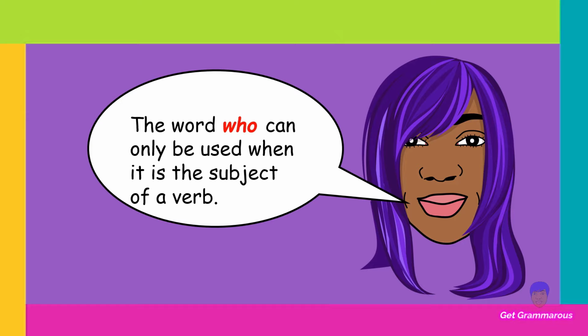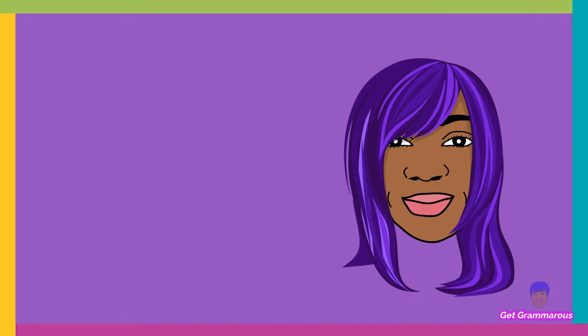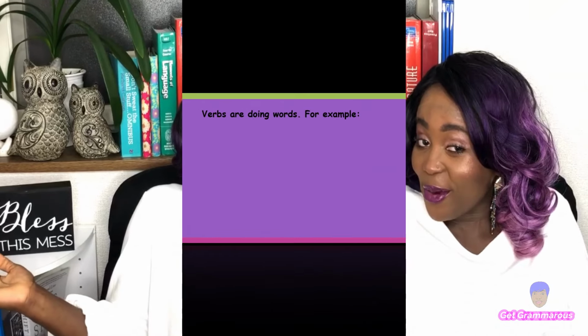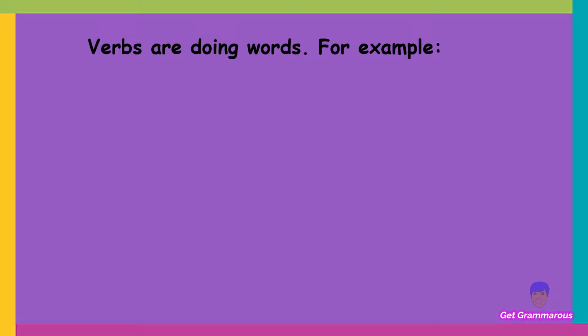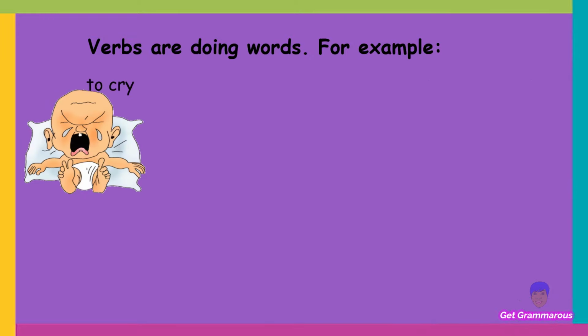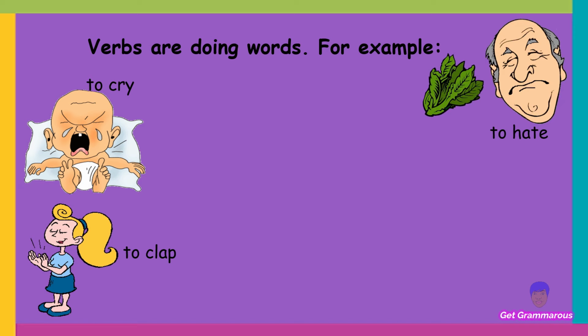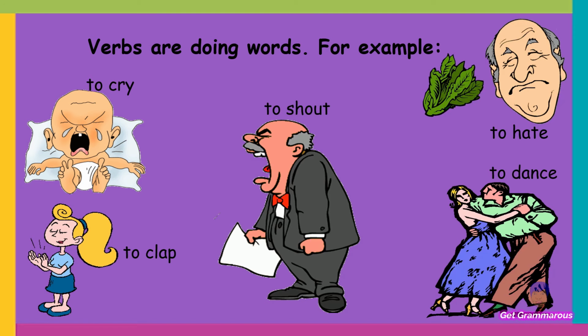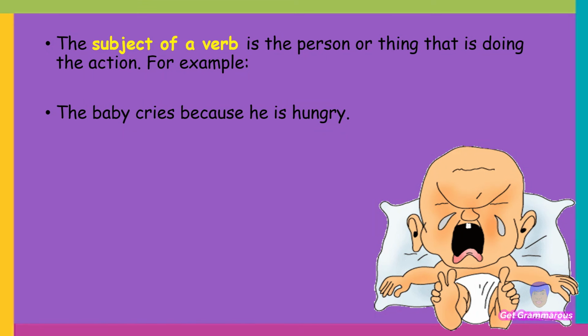Let's start with who. The word who can only be used when it is the subject of a verb. What is the subject of a verb? Verbs are doing words. For example, to cry, to clap, to hate, to dance, to shout. The subject of a verb is the person or thing that is doing the action. For example, the baby cries because he is hungry. The baby is the subject of the verb to cry.